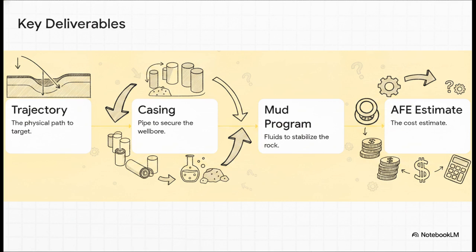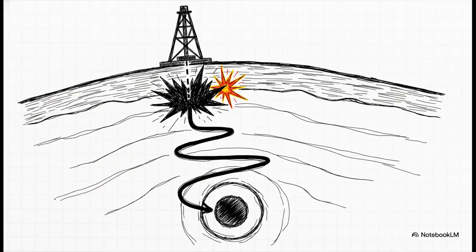If you change the mud fluid, well, you might suddenly have to upgrade your casing, which instantly blows up your AFE cost estimate. Now, you'd probably assume, like most people, that the ultimate goal is just to point the drill straight down. Shortest distance between 2 points, right? But here is a massive industry rule of thumb you need to keep in mind. The physical path of least resistance is almost never the safest or the cheapest path.